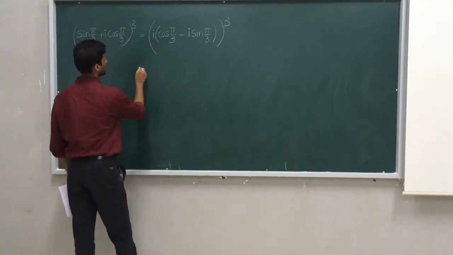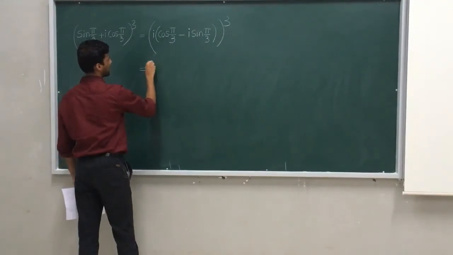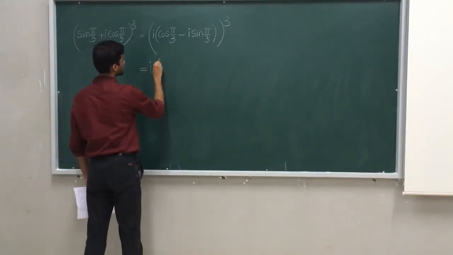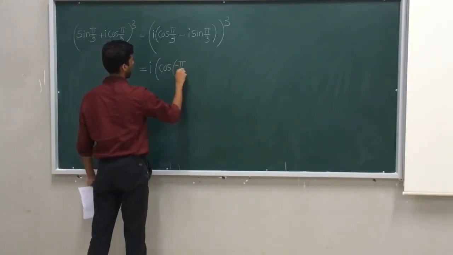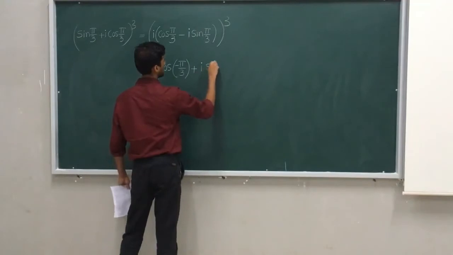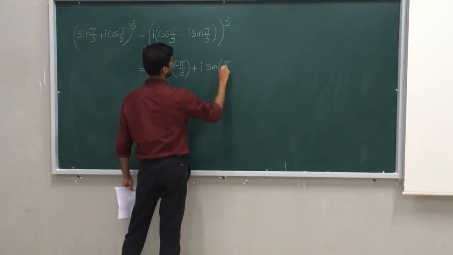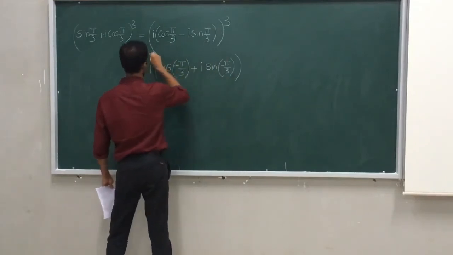Now, how to write this thing? Let me take one instant. I'll write this expression as cos of minus pi by 3 plus I sin of minus pi by 3, whole cube.